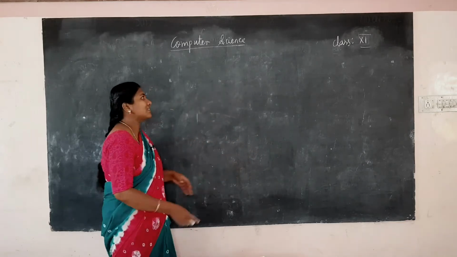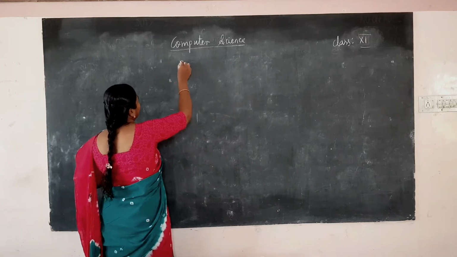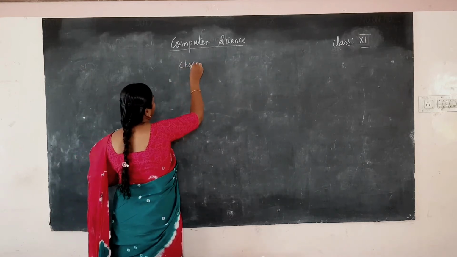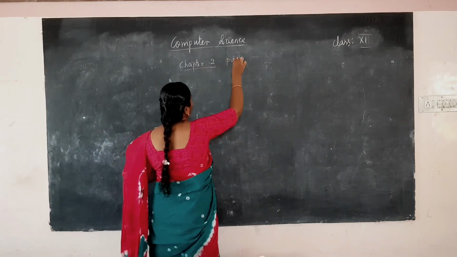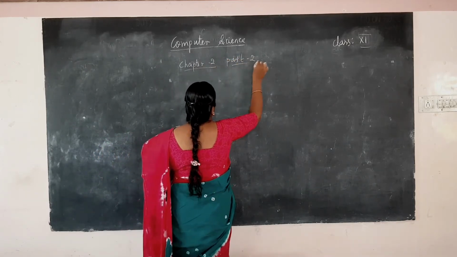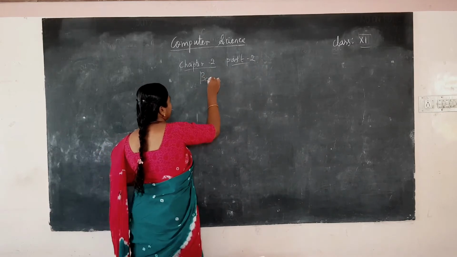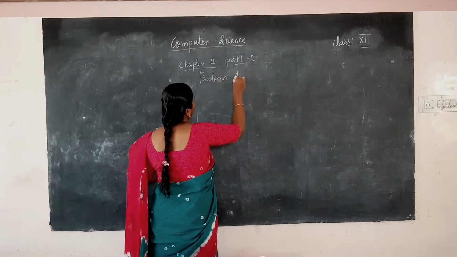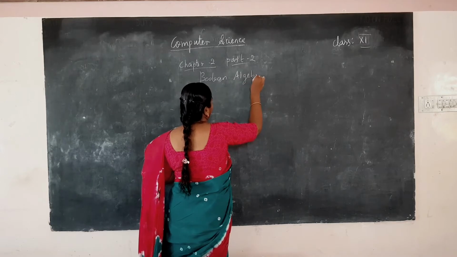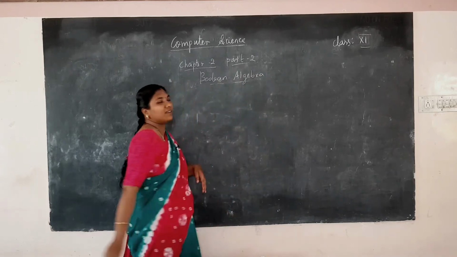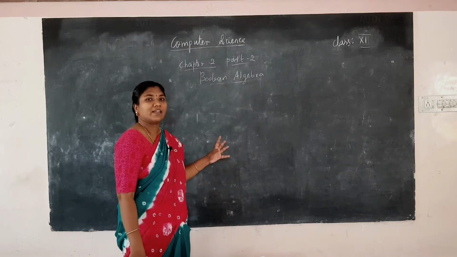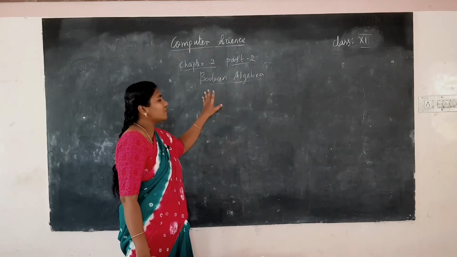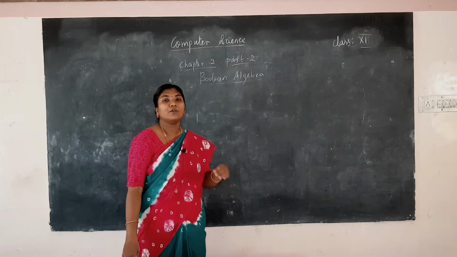Okay. So what is this? It is in lesson 2, that is, Chapter 2, part 2, that is Boolean algebra. Boolean algebra. So you must have learnt in the 10th standard what algebra is, you know very well. It will be writing an expression. Today we are going to learn in this part Boolean algebra.